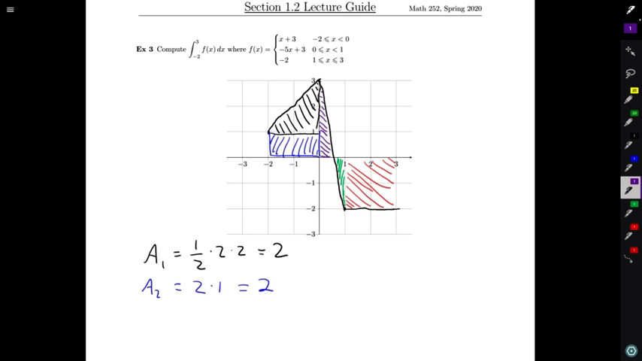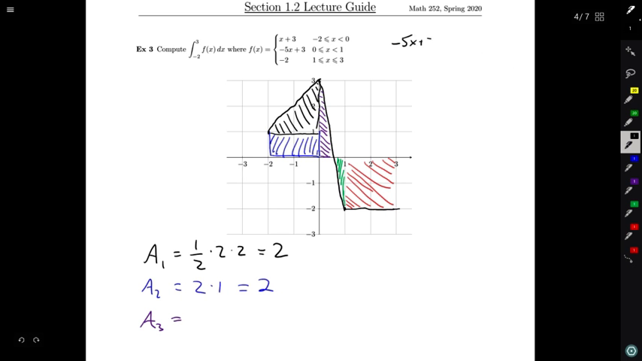Moving on, we want to think about what our purple area is here. Maybe we can call this A3. But we have a little problem, which is that we don't exactly know what its base length is right now. But we know that it goes from 0 to whatever this x value is, and maybe we should spend some time figuring out what that x value is. We know that the straight line here between 0 and 1 is given by the equation minus 5x plus 3. So we want to find out at what x value does minus 5x plus 3 hit 0. So a quick calculation.